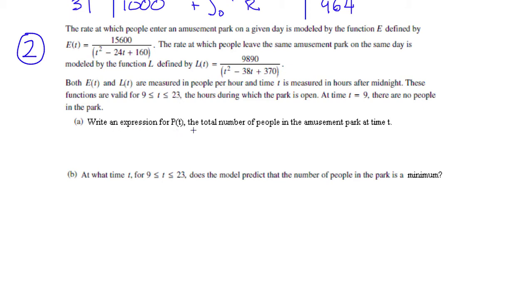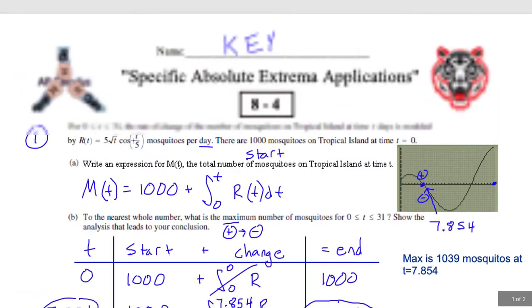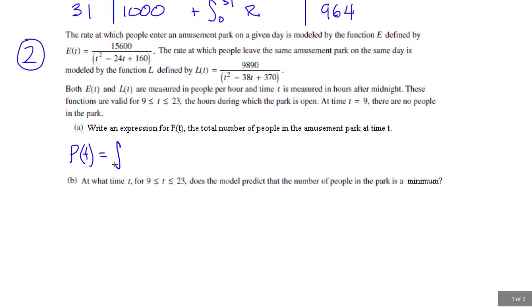Write an expression for P, so capital P of t. What is this thing? It's the total number of people in the amusement park at time t, so this is going to be the integral, sorry, what is the start amount? There is no start amount. Okay, so it's the integral from 9 to t, because our start boundary is 9 now. And, oh yeah, we do have a start condition. Our start condition is 0.